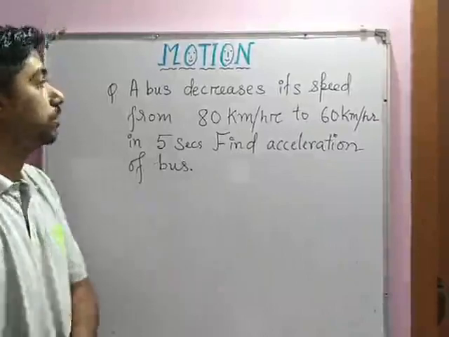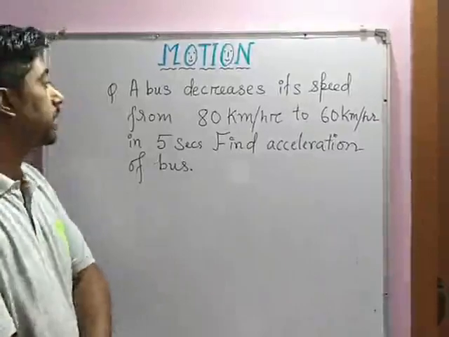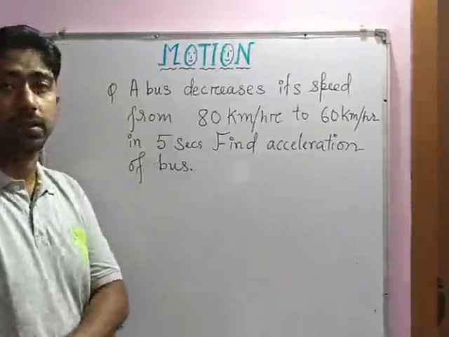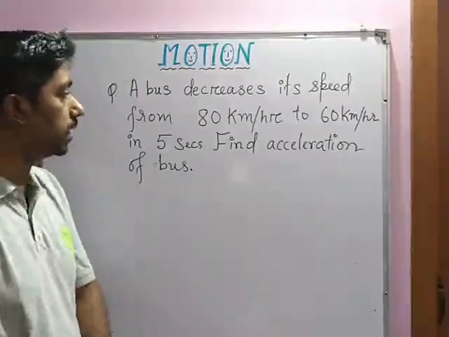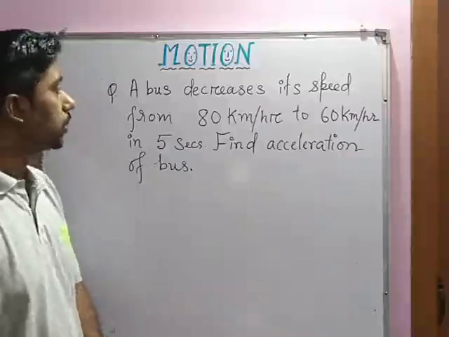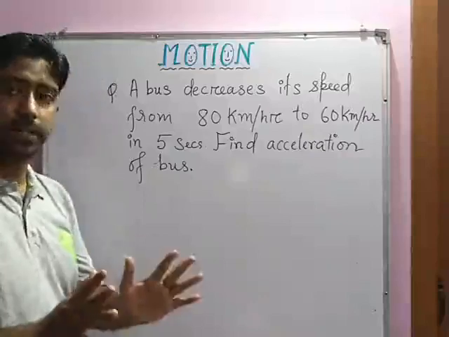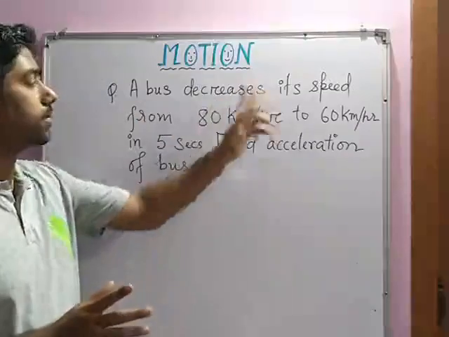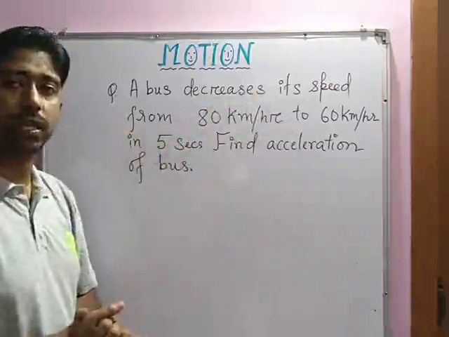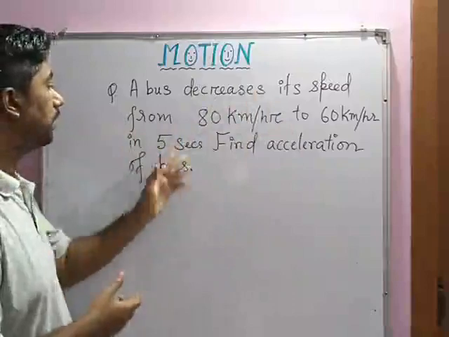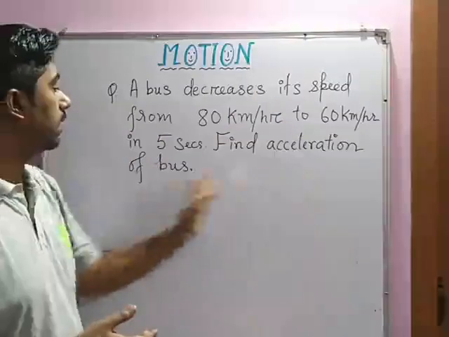Okay, so that you can understand acceleration properly, let us try to solve this numerical. It's a very simple illustration. So the question goes like this. A bus decreases its speed from 80 km per hour to 60 km per hour in 5 seconds. Find the acceleration of the bus.